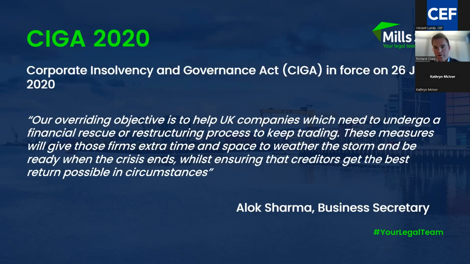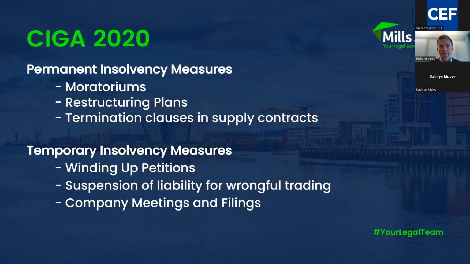And so the legislation was not a response to the pandemic as such, but whenever the pandemic started, there certainly was a great deal of urgency in terms of getting that through, as obviously we were experiencing a particularly difficult time for all businesses, and there was an additional need there in terms of protecting businesses and allowing them to continue to trade. CIGA then introduced a number of permanent and temporary insolvency measures. The permanent insolvency measures, which I'll cover briefly in a minute, include moratoriums, restructuring plans, and termination clauses in supply contracts, something no doubt of interest to the construction industry. Temporary insolvency measures, these now have all gone, but there were some temporary restrictions brought in relation to winding up petitions, suspension of liability for wrongful trading, and company meetings and filings.